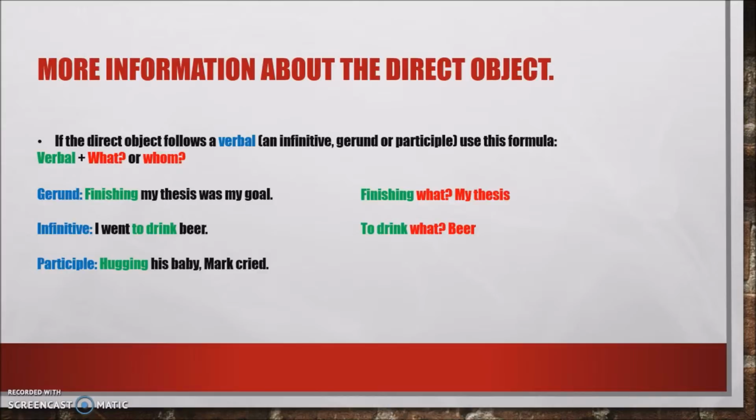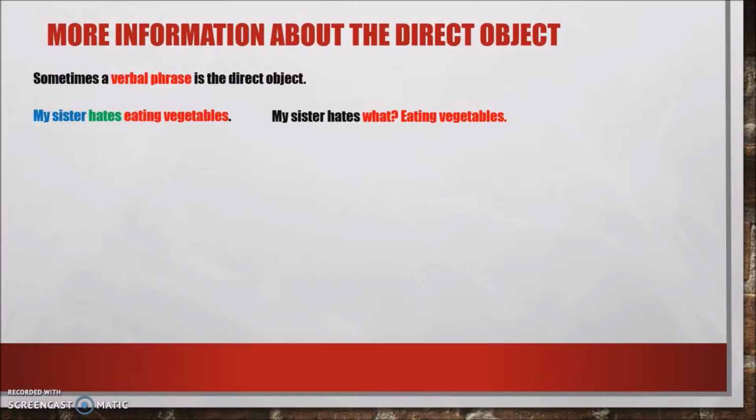For the last, the participles, we have: hugging his baby, Mark cried. Hugging whom? His baby. Hugging is a participle, and the direct object is his baby. Sometimes a verbal phrase is a direct object also. For example, my sister hates eating vegetables. We need the formula again. My sister is the subject, hates is the verb, and eating vegetables is the direct object. Eating vegetables is a verbal phrase.